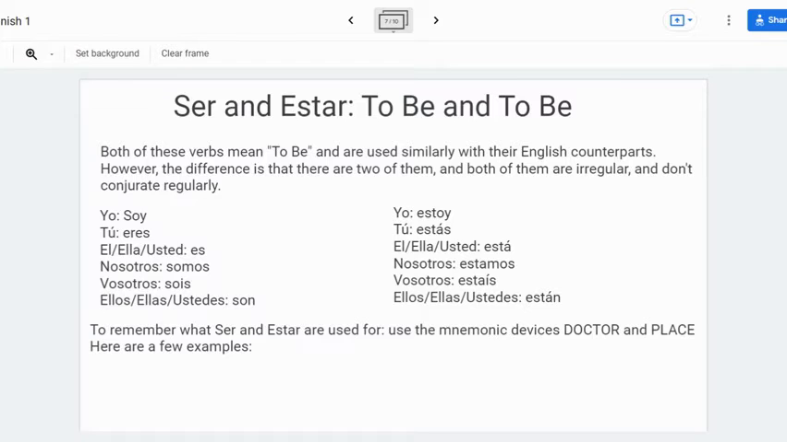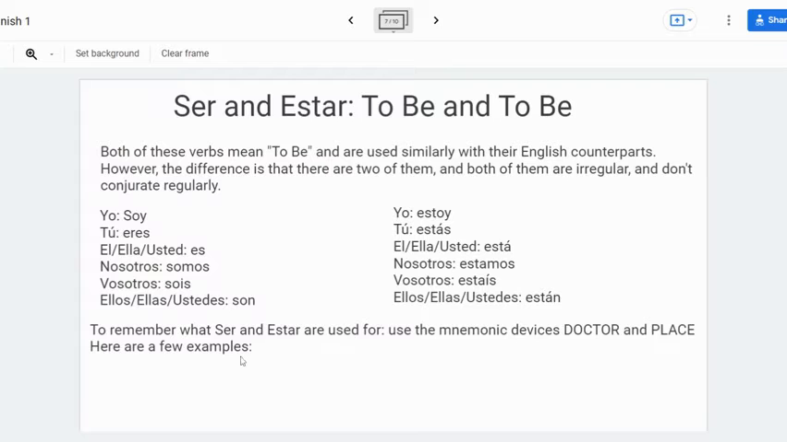Notice how I said it was a little easier to understand. The forms are pretty much regular except for the yo form, which has an O, so instead of esto, it's estoy. The tú form, él, ella, usted form, and ellos, ellas, ustedes form all have accents on the last A. This is what distinguishes estar as a regular verb, including the yo form, of course.